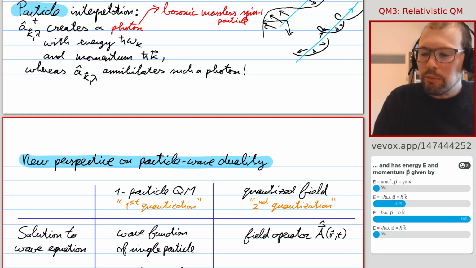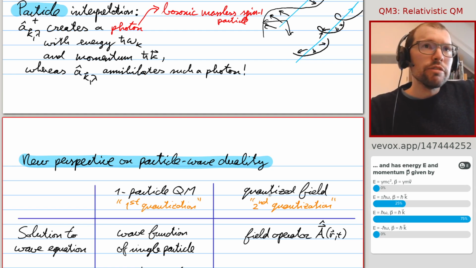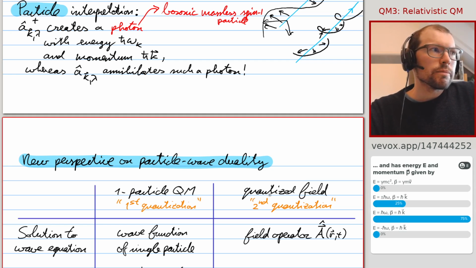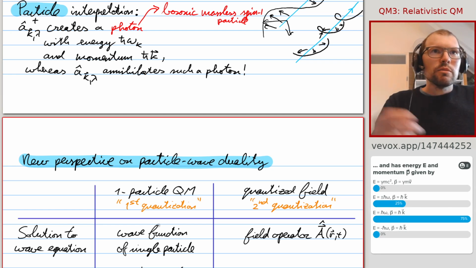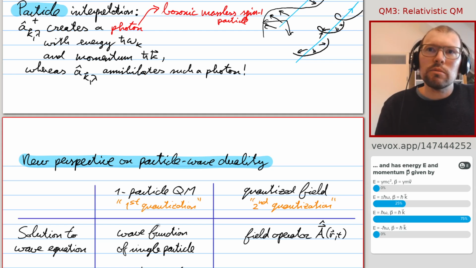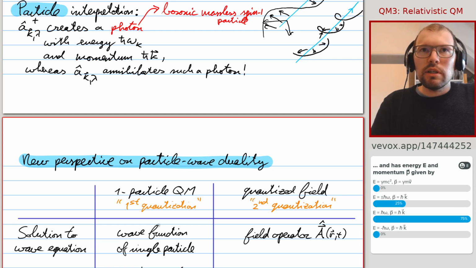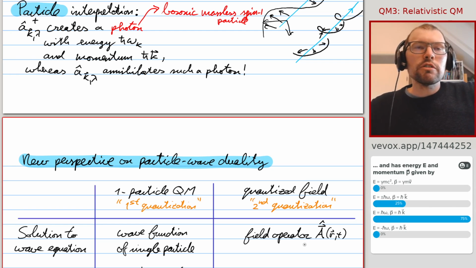But in any case, on both sides, we have a wave equation, but we're just reinterpreting what the solutions to this wave equation are. So in one particle quantum mechanics, the solutions to the wave equation were the wave functions, describing for a single particle what is the probability distribution of this particle being at a particular position. Well, now the solutions, they're not functions in this framework. The solutions are really operators, so quantized field operators that act on the Fock space.